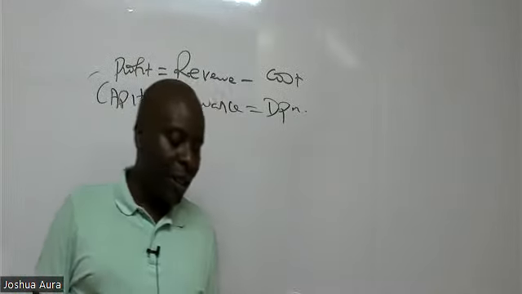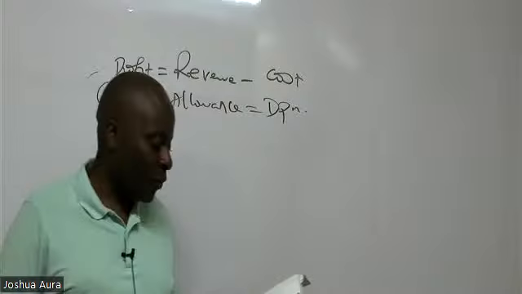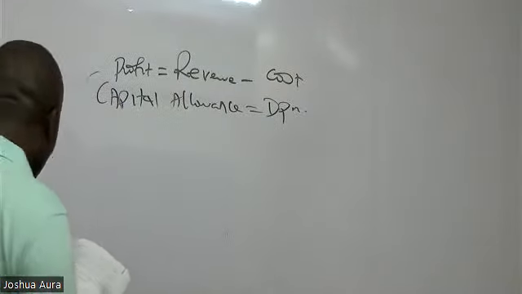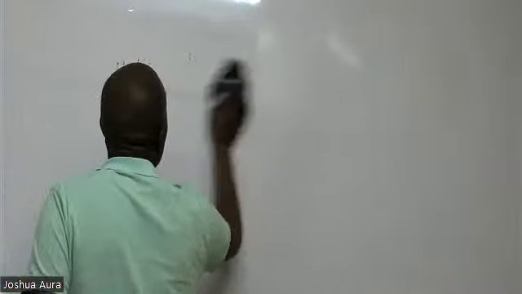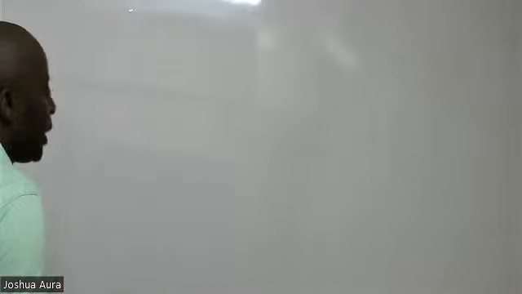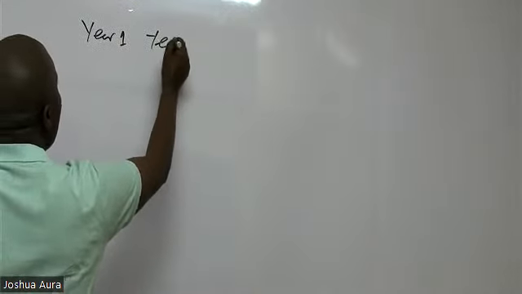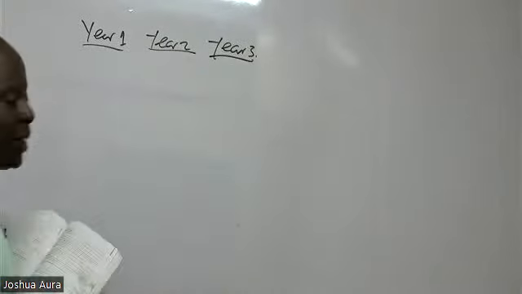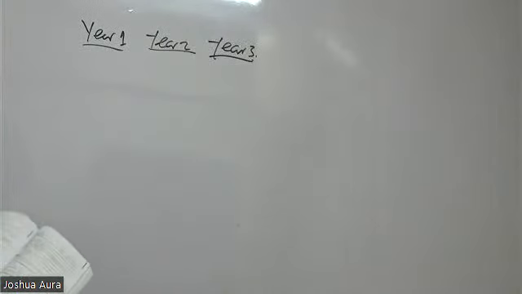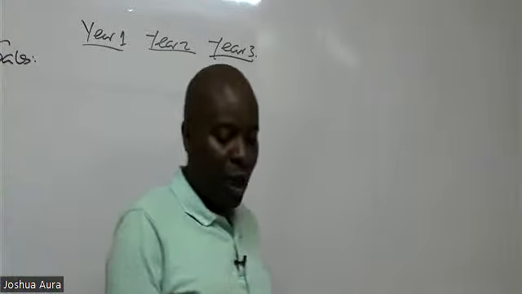Now, ladies and gentlemen, could we kindly go ahead and now look for these profits? Let's draw this table ourselves. So we have year 1, we have year 2, we have year 3. I want the profitability of this company over the 3 years. So we are going to start with sales. Sales is revenue. So we have sales here.